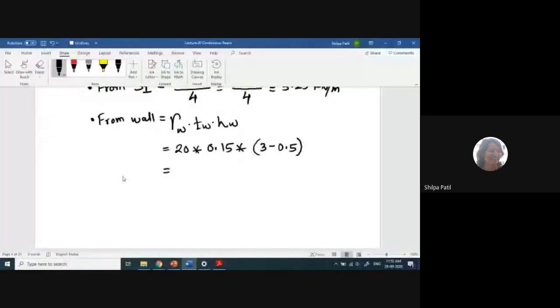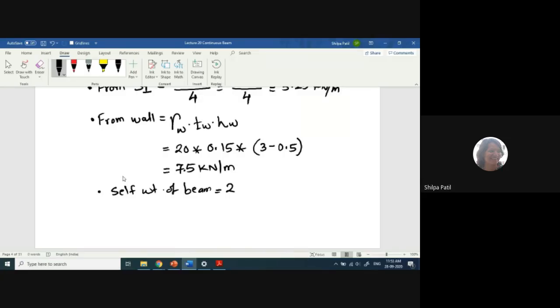Okay, tell me the value now. What is the load coming from the wall? 75 kilonewton per meter. All right. And the third is the self weight of the beam, which is calculated as 7.5. 7.5 or 75? 7.5. Okay. All right.